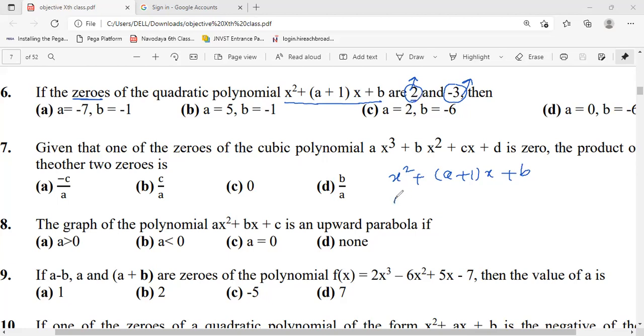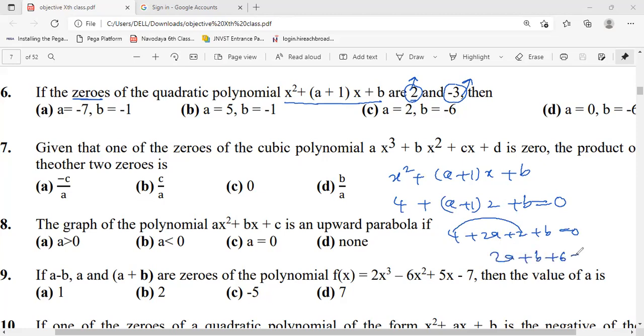That means it will become 4 plus (a plus 1) of 2 plus b equal to 0. That means it will become 4 plus 2a plus 2 plus b equal to 0. That means it is 2a plus b plus 6 equal to 0. This is one equation when you substitute x equal to 2.